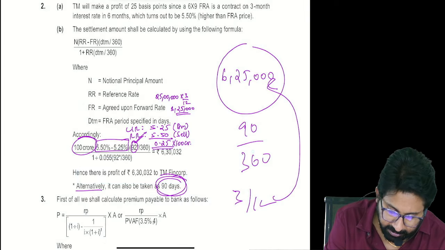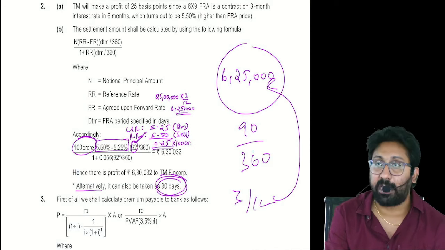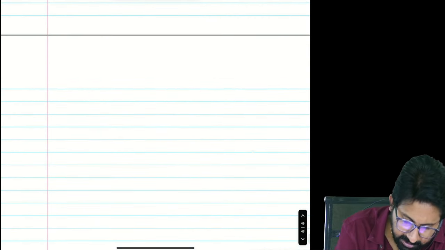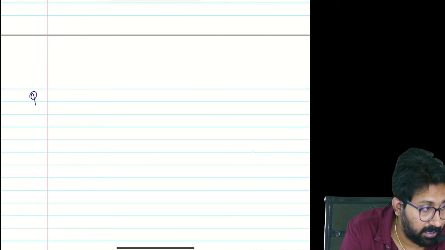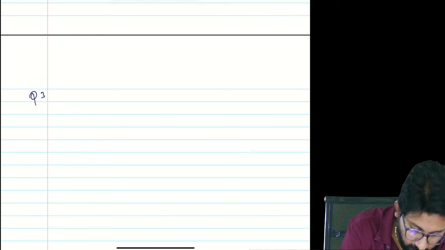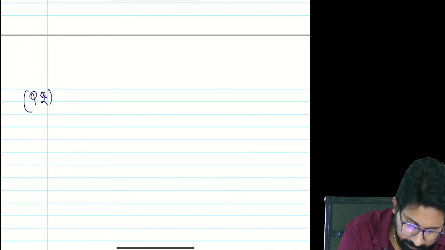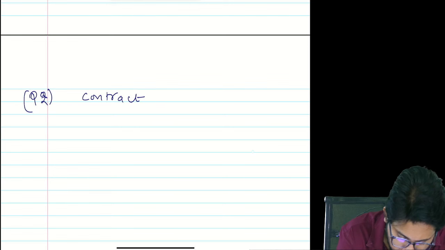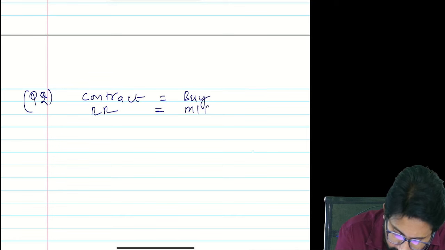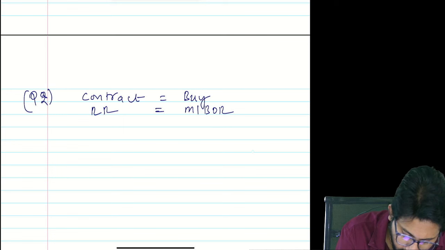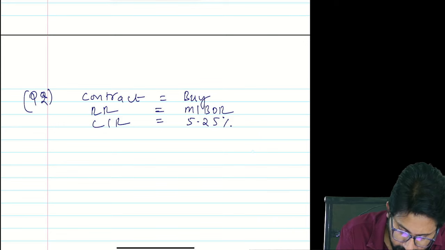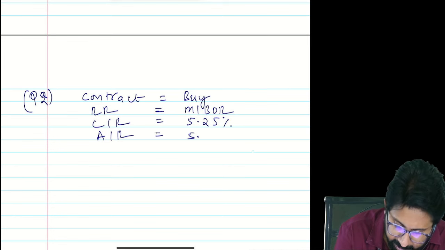One small adjustment that I have to do, once that is also done, you will get full clarity. Before going into that, first note down the answer. Question number two, study material, write down. Contract: buy Mibor. Locked in rate: 5.25. Actual interest rate: 5.5.